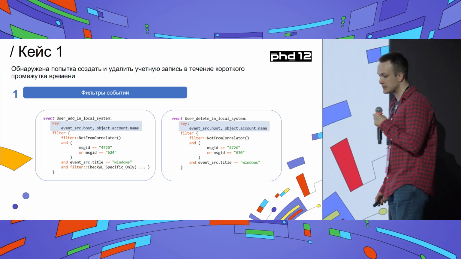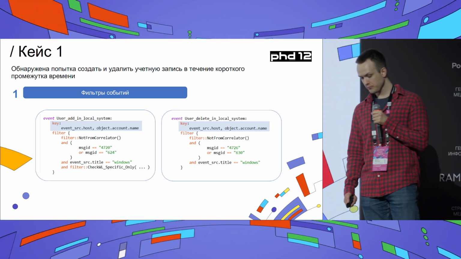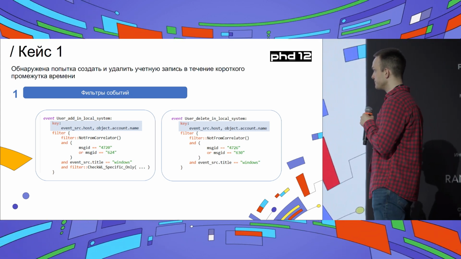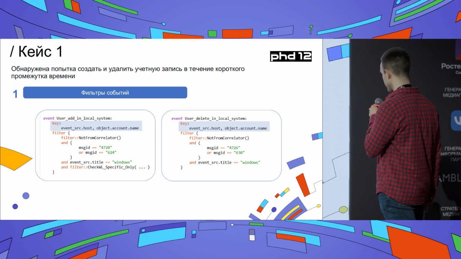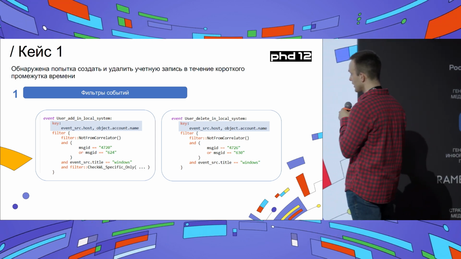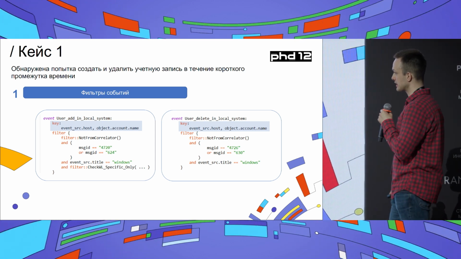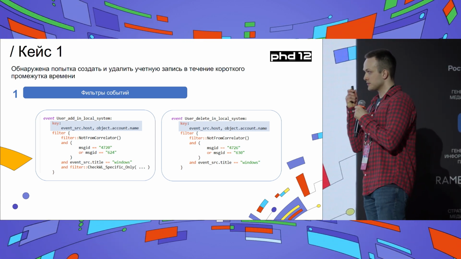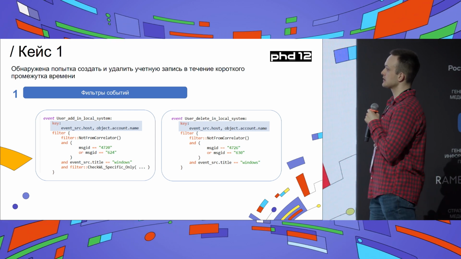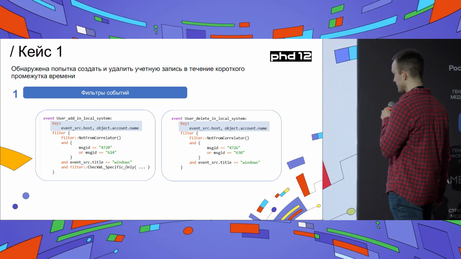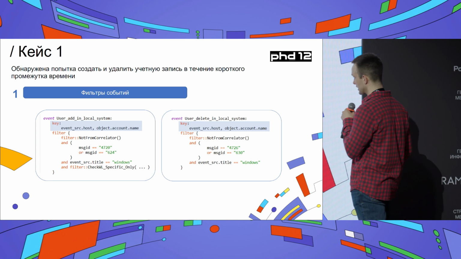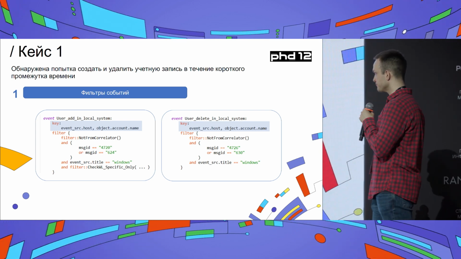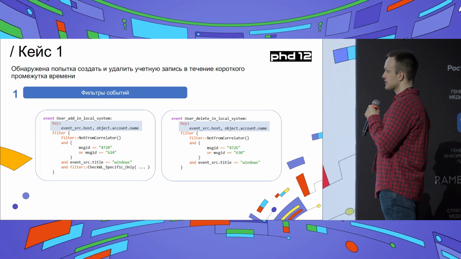Let's look at an example. Let's start with a simple case where we want to detect a creation and deletion of an account in a short period of time. Here we will need just two events, and we'll look at a Windows-specific example. For Windows, we will be looking for events based on the message ID that is characteristic for that source.